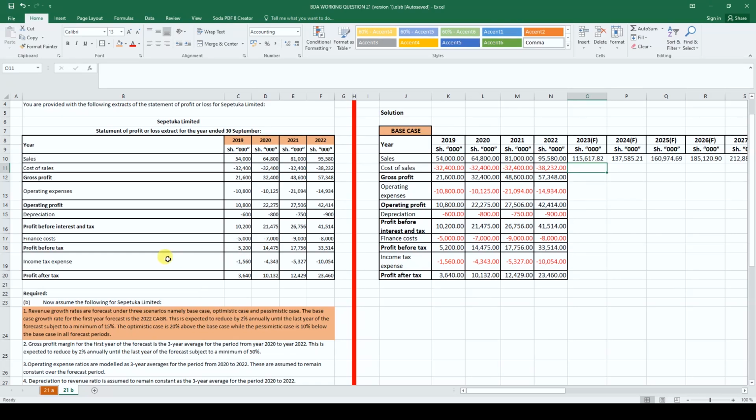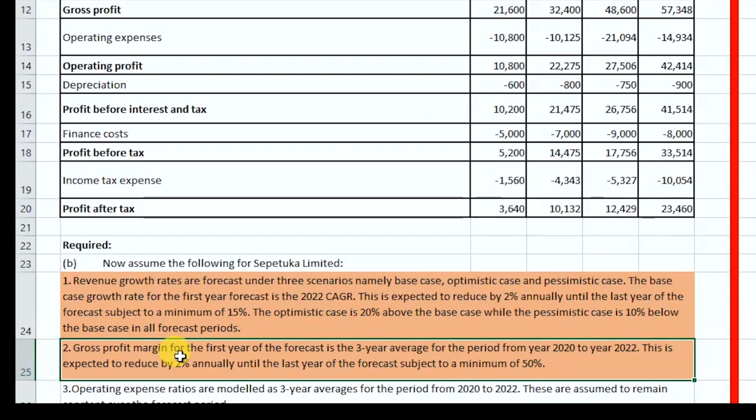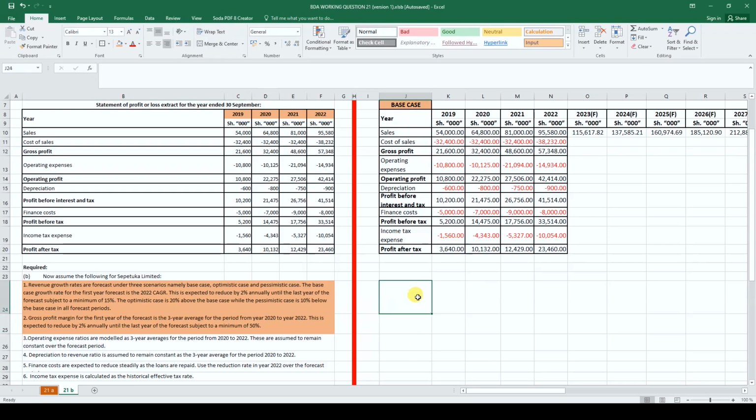So what does it say for gross profit margin? You can see here, I've highlighted it in this peach color almost. Gross profit margin for the first year of the forecast is the 3-year average for the period from year 2020 to 2022. This is expected to reduce by 2% annually until the last year of the forecast, subject to a minimum of 50%. So the first thing is to first of all understand what gross profit margin is.